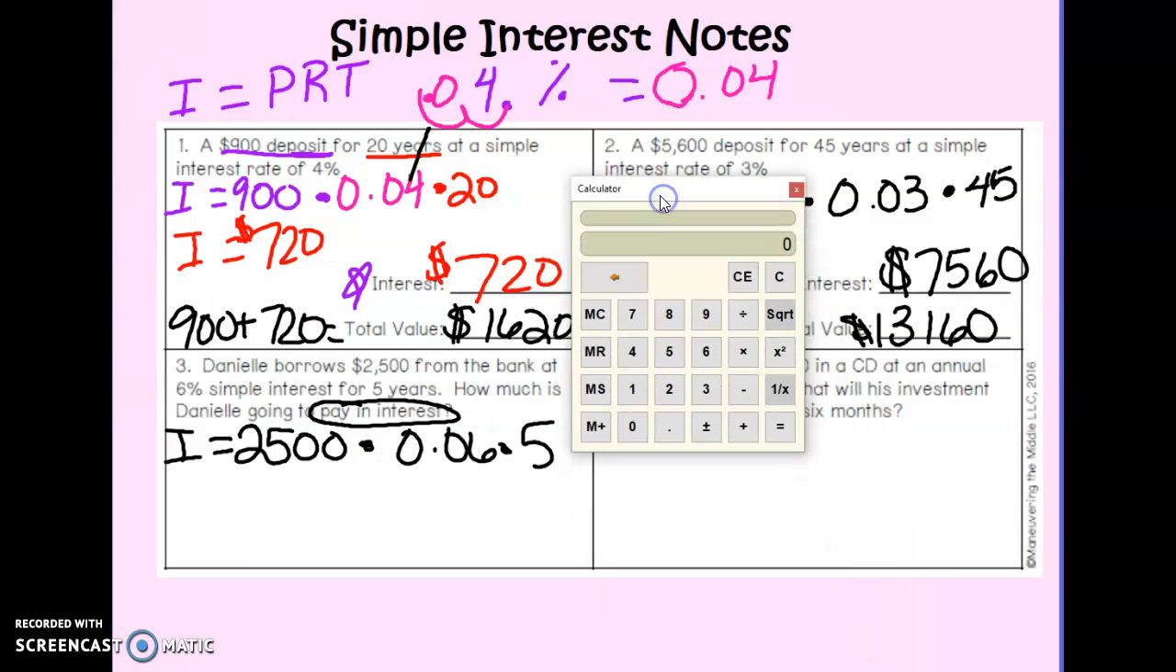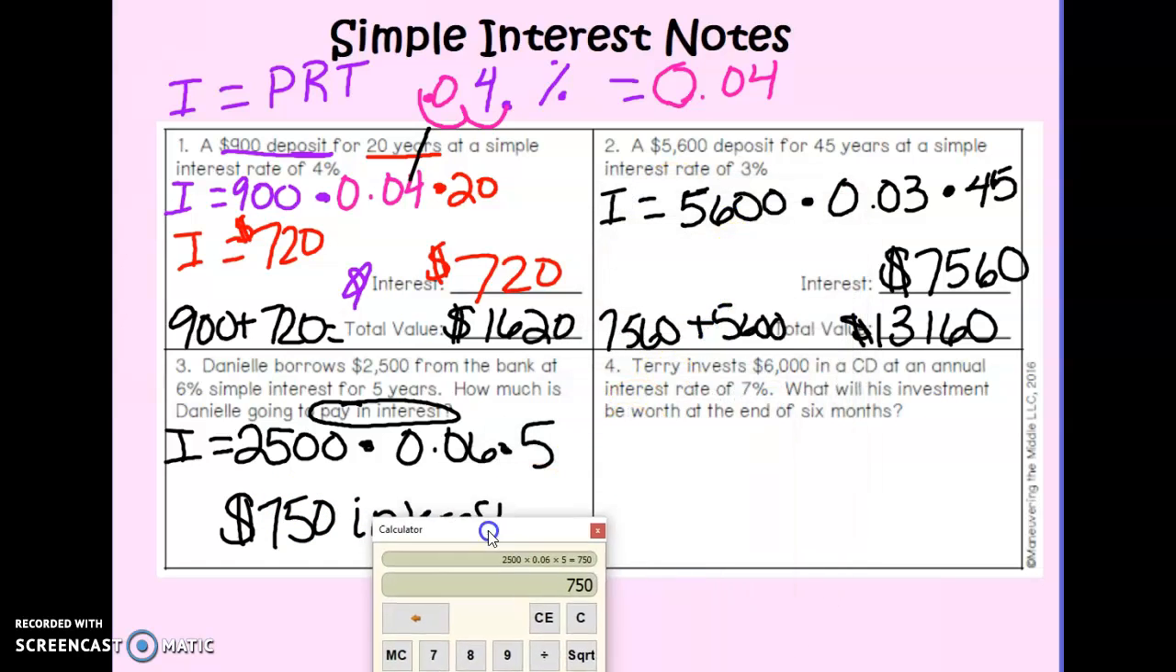Okay, then we just multiply it. 2,500 times 6% times 5. So she is going to pay $750 in interest. Okay, let's look at our next one.